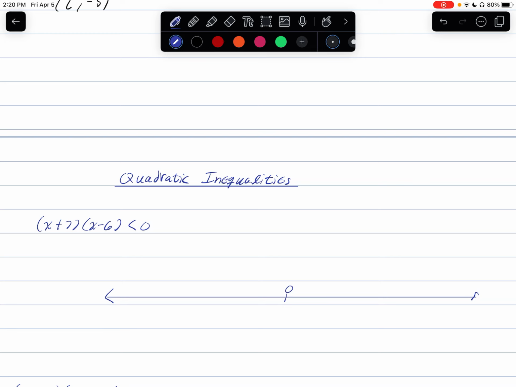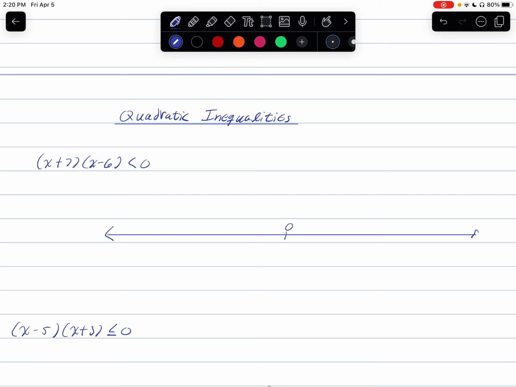Okay, so in this video, I want to shift into talking about inequalities again. Specifically, we're going to be talking about quadratic inequalities. And in the next video, we're going to be addressing more generally polynomial inequalities. So here, in this first example, we have (x + 7)(x - 6) is strictly less than 0. And we need to figure out what this answer would look like on the number line.